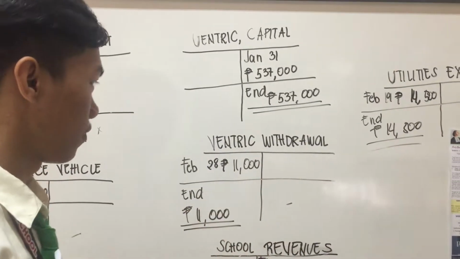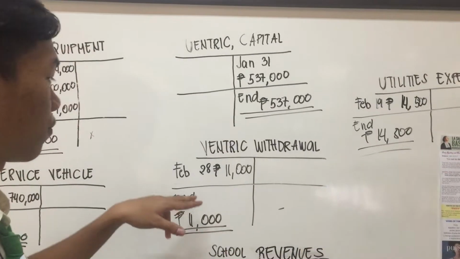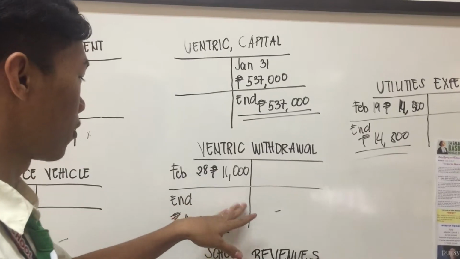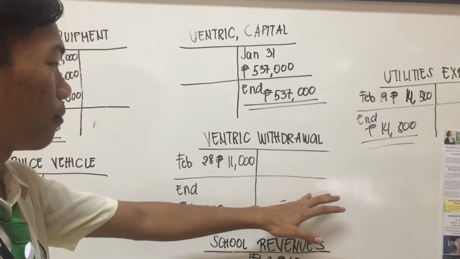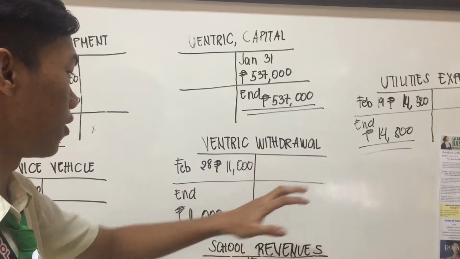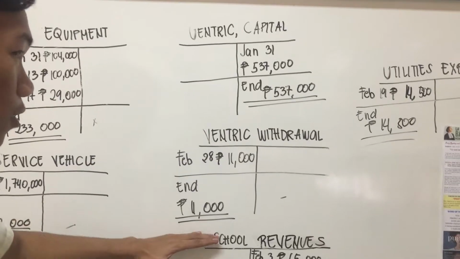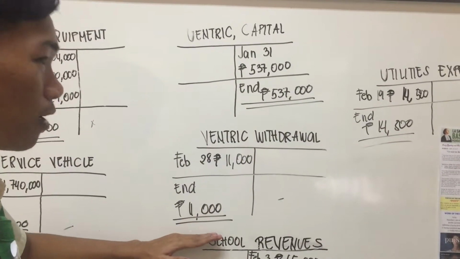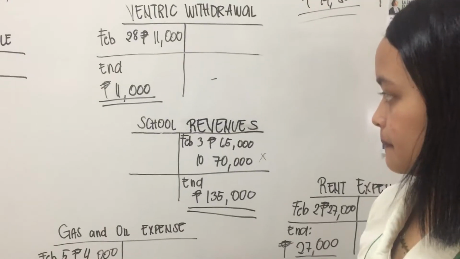Venture withdrawal. Venture withdrawal belongs to owner's equity, so that in February 28 we have 11,000 pesos in the debit side, and we have no other transaction. Just copy the amount, and the amount is 11,000. Mao na nay N na to, tapos mao na nay normal balance na to. Then don't forget the double rule.